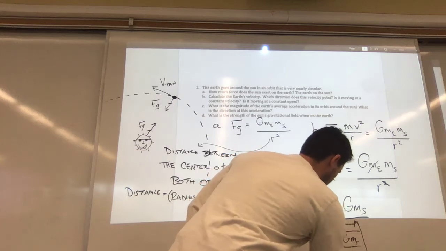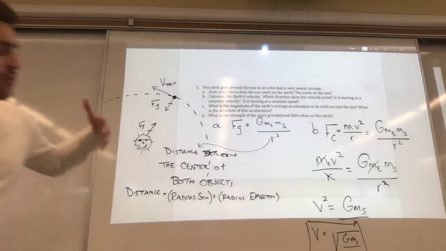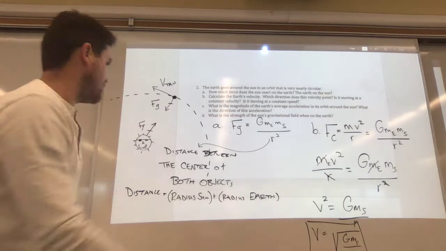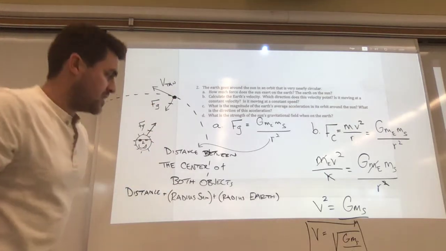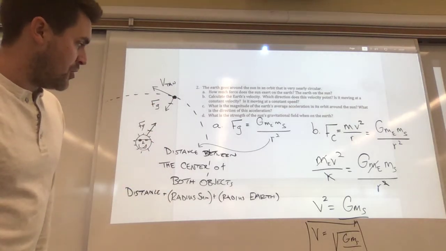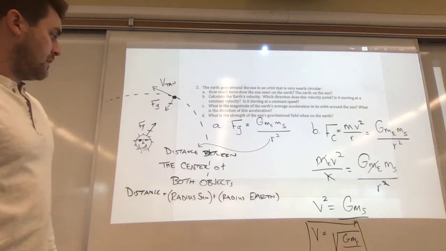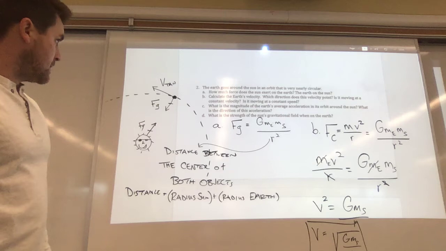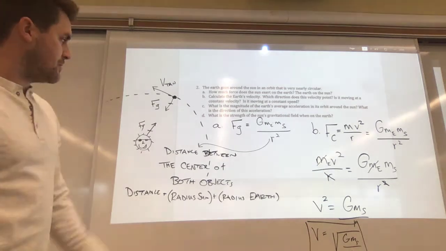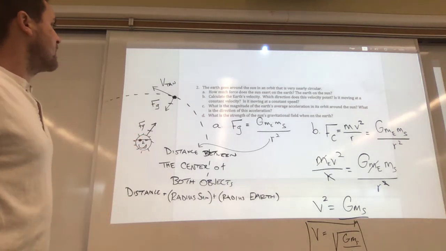Now, you can go ahead and plug those numbers in. You know the mass of the Sun. You know the distance from the center of our Sun all the way to the middle of the Earth. And you know Mama G. You can take the square root of that to find the speed of this object as it moves. Okay? You should be able to do that. I'm not going to do the math for you.